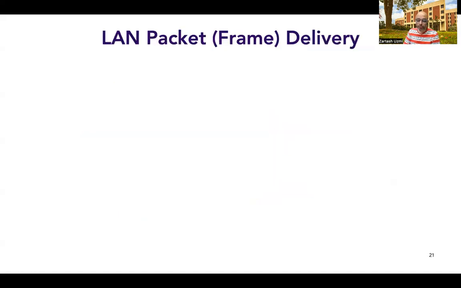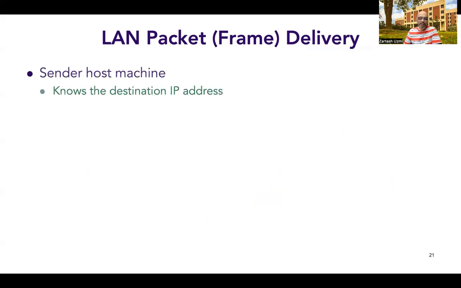So how do we deliver the frame on a local area network, a single link? How does the delivery of the frame on a single link work? The sender host machine will know the destination IP address. How does it know the destination IP address? Probably it knows the name of the machine and uses DNS resolution to get the IP address, or some other way of getting the IP address of the destination machine.